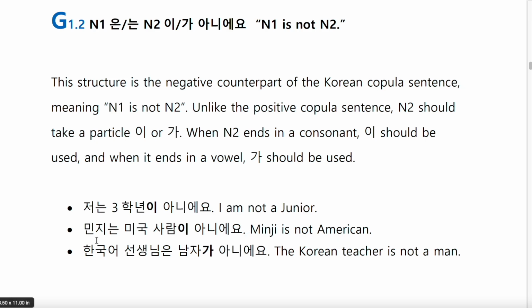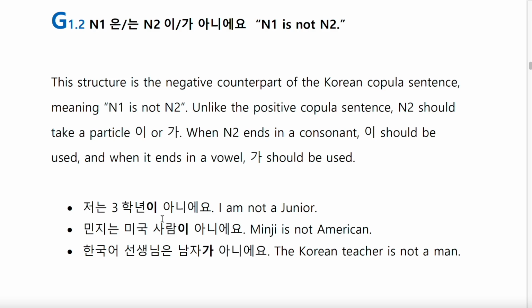그 다음에 한국어 선생님은 남자가 아니에요. There's no consonant at this position. 남자 ends in this vowel. So in this case, we need 가. 한국어 선생님, Korean teacher is N1 here, and 남자 is N2 here. So Korean teacher is not a man. 그렇죠?